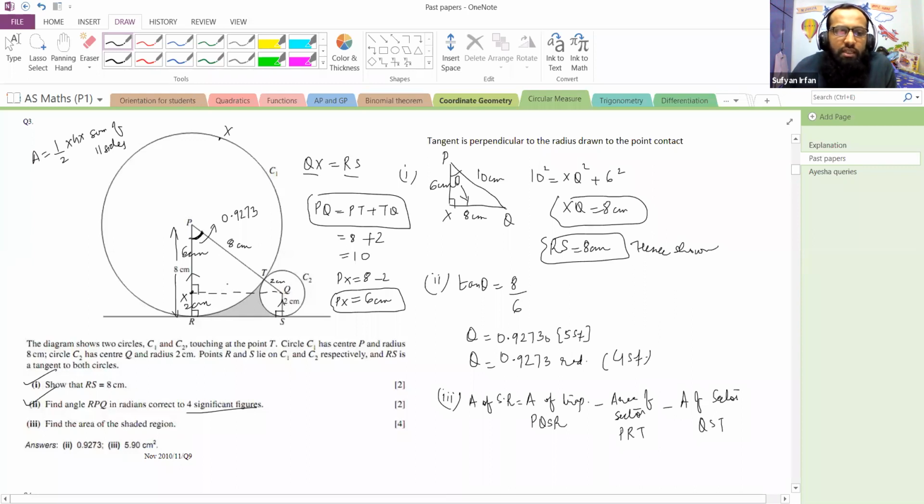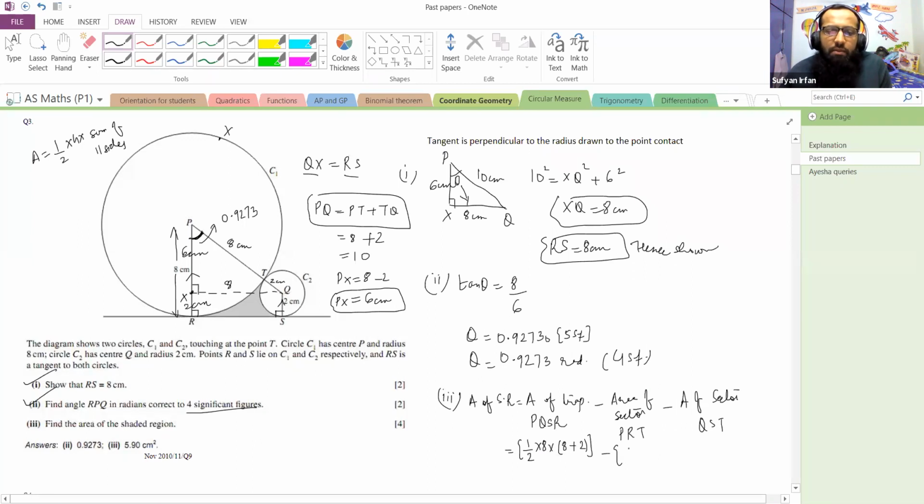So what is the value of XQ? We already know that RS and XQ are 8. So height is 8. So the area of the trapezium is half into height, which is 8, into the sum of parallel sides. One of the parallel sides is RP, which is 8, and the other parallel side is SQ, which is 2. Area of trapezium has been found, then minus the area of sector PRT.